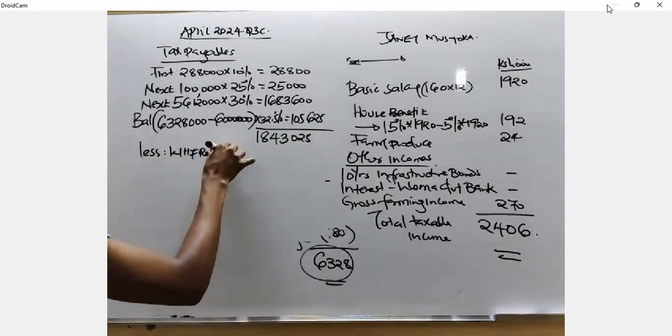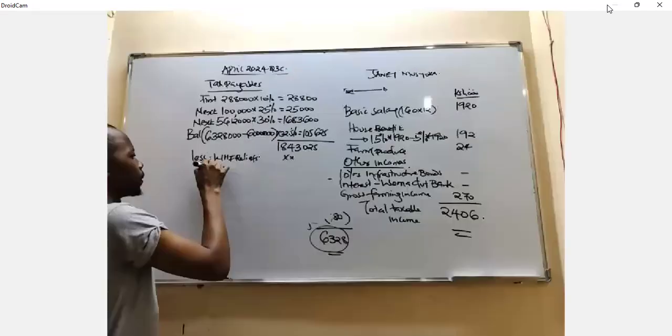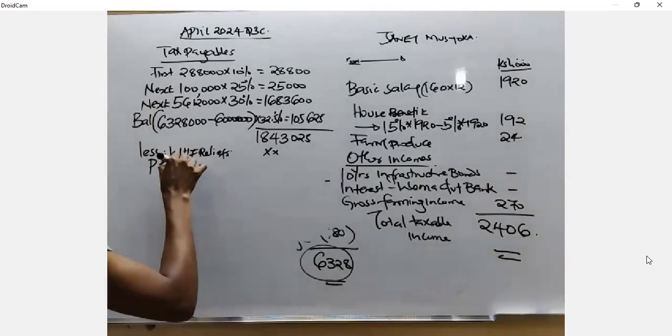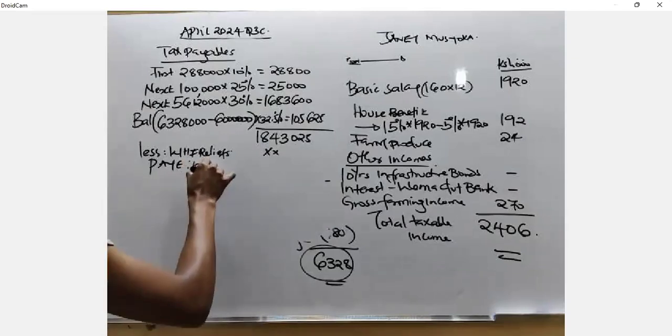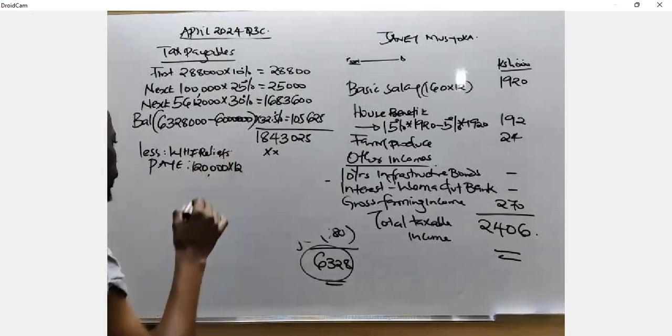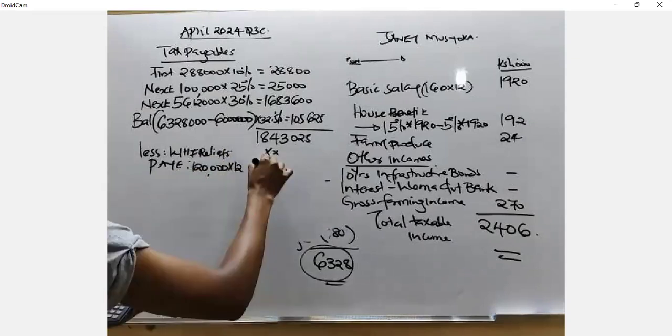But I know they are not there in our case here. Now we also have things like PAYE. So how much of the PAYE here? How much is our PAYE in the question? The PAYE here, you can see we have 120,000 per month. So it will be 120,000 multiplied by 12, getting 1,440,000.